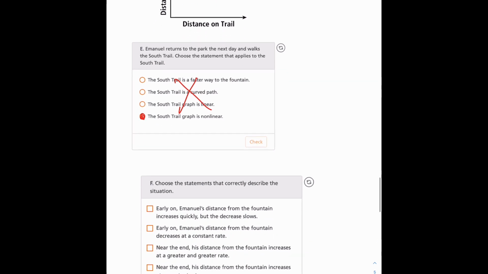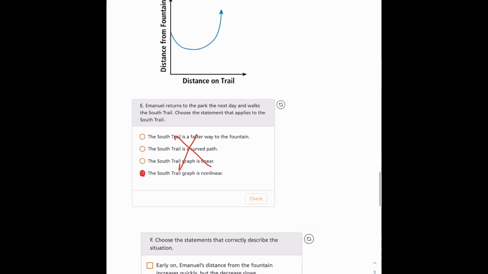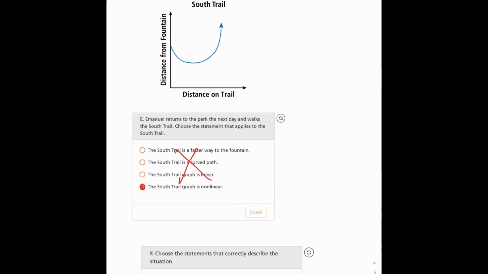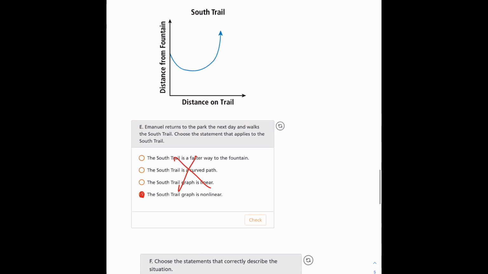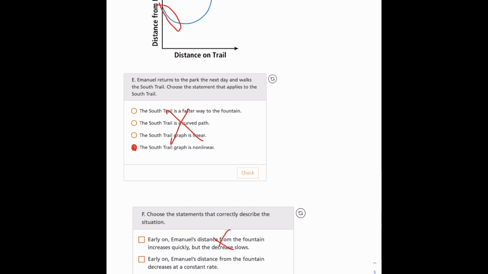All right, now let's look at this last question. Choose statements, so more than one statement, that correctly describe the situation. Early on, Emmanuel's distance from the fountain increases quickly, but the distance slows. So early on, does the distance from the fountain increase? No, it decreases. This is a decrease. So that's not true.